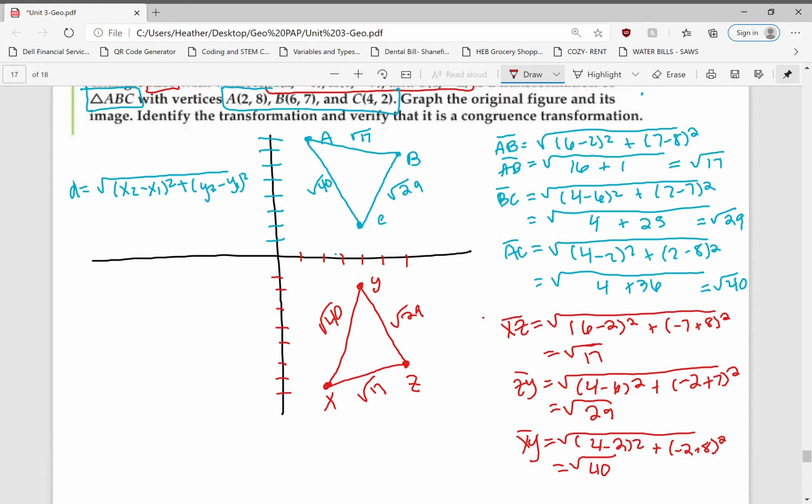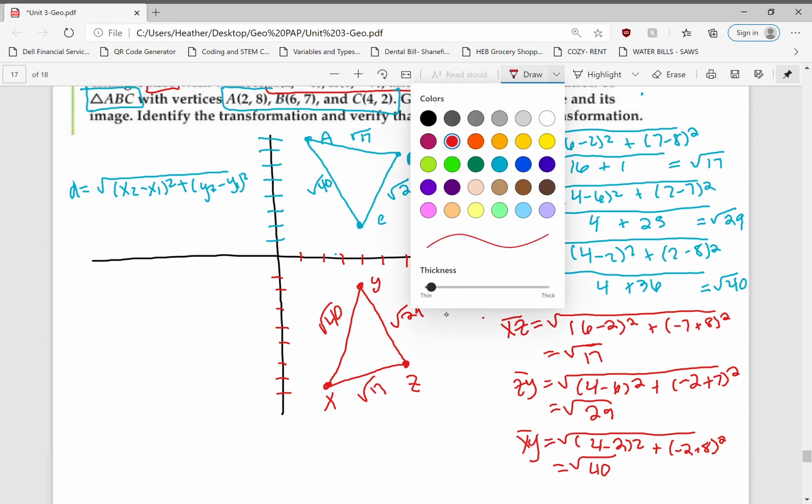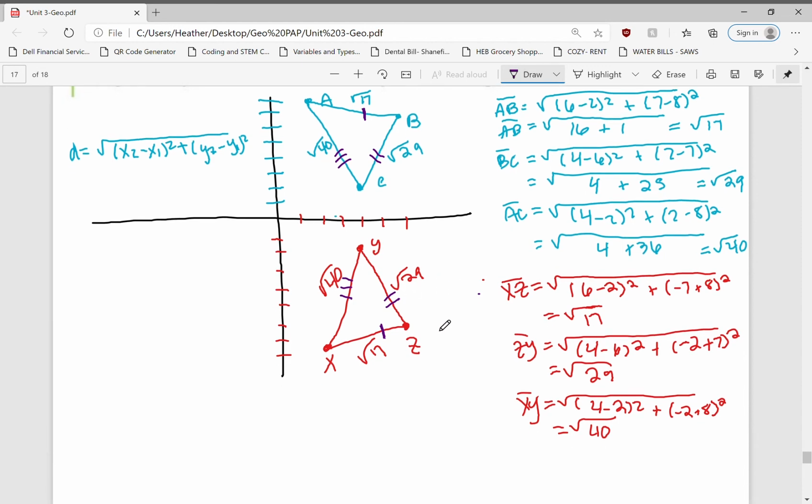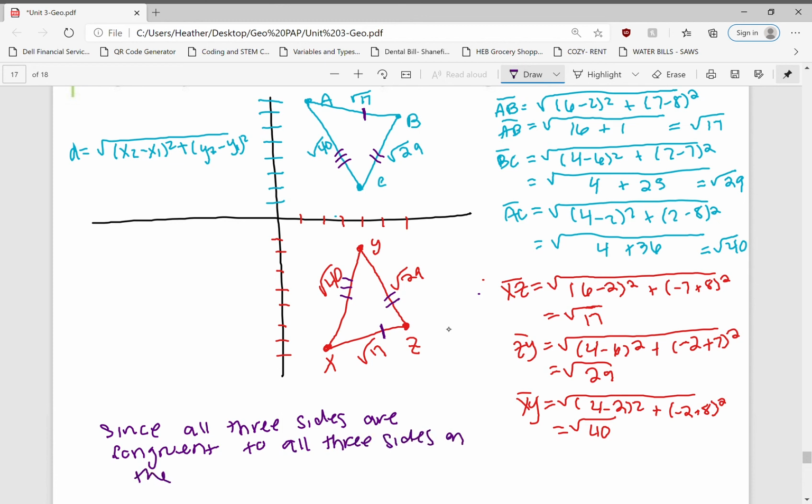Okay, if you look here, we have 3 sides that match. Let me change my color real quick so I can draw those little hash marks. This side matches with this side, this side matches with this side, and this side matches with that side. So since all 3 of our sides are congruent, that means our triangles are congruent. By side-side-side, triangle XYZ is congruent to triangle ABC. Okay?